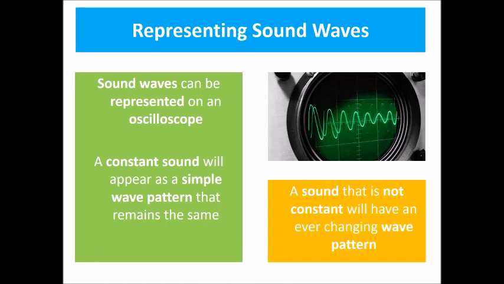So, we can actually represent sound using an oscilloscope. A constant sound would appear as a simple wave pattern that remains the same. At the end of this video, there's going to be a demonstration of an oscilloscope, and we're going to change the amplitude and change the frequency. For sound that's not constant, for example, we'll have a wave that will change, like the image on the PowerPoint.